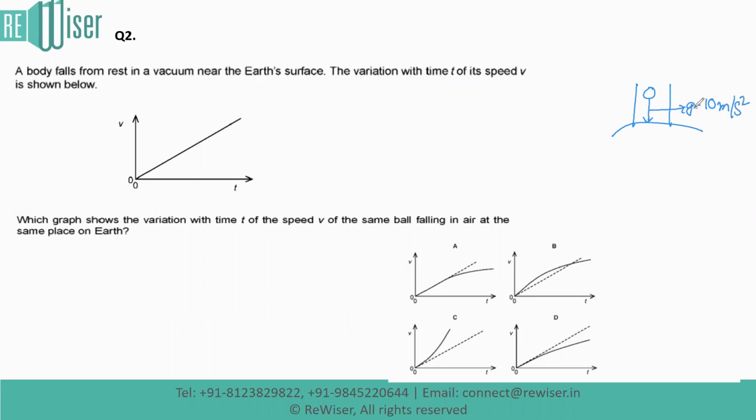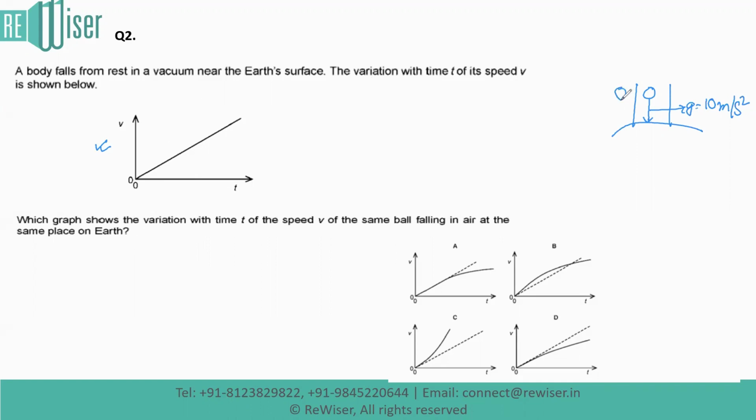Now, the acceleration is uniform when there is no air resistance. Okay, no resistive force. The variation with time t of its velocity is shown below. Okay, this is a linear graph. As you can see, there is a linear relation between velocity and time. Now, which graph shows the variation with time t of the speed v of the small ball falling in the air at the same place?